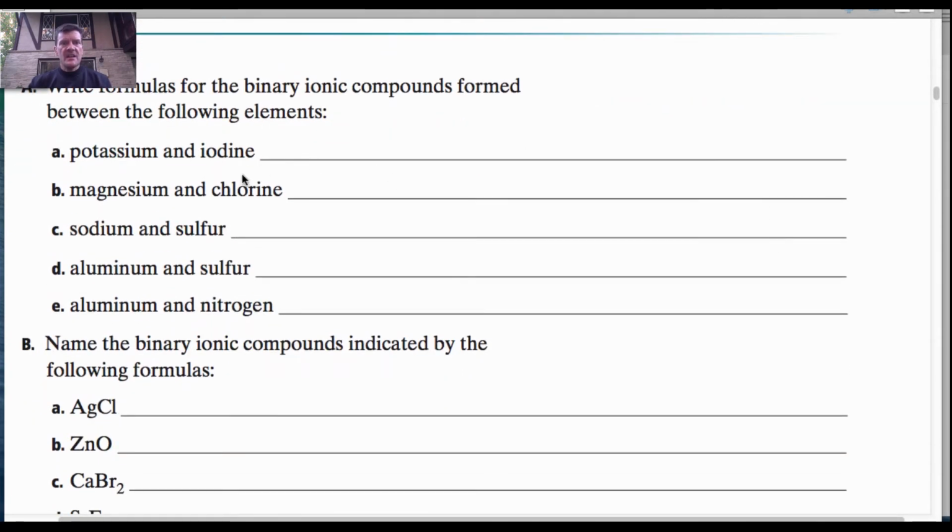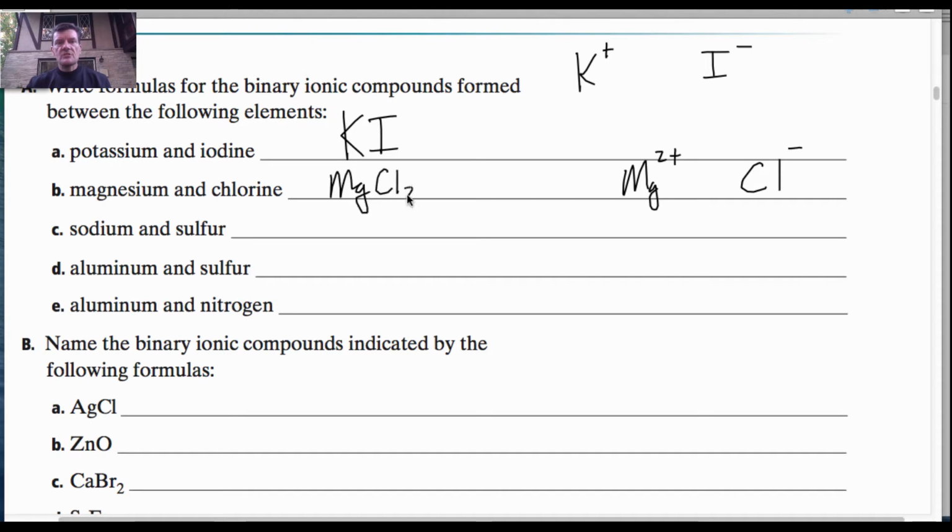Potassium and iodine. So potassium is in group 1, it forms a +1 ion. Iodine is in group 17, it forms a -1 ion. Well, that's easy. They're going to come together, one of each, to form a neutral compound. It's just KI. That's potassium iodide. Magnesium and chlorine. Magnesium is in group 2, it forms a 2+ ion. Chlorine is in group 17, it forms a -1. So this is going to be MgCl2.